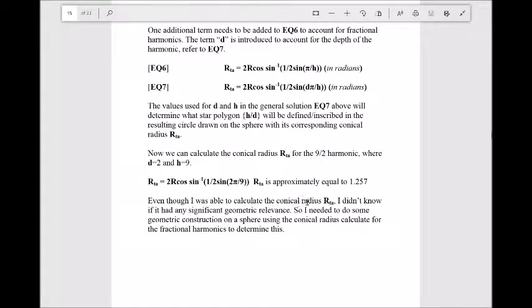Now, I had the number for the conical radius. I didn't know what it would look like and how it would come out on the sphere. So let's take a look at what this would look like during geometric construction.